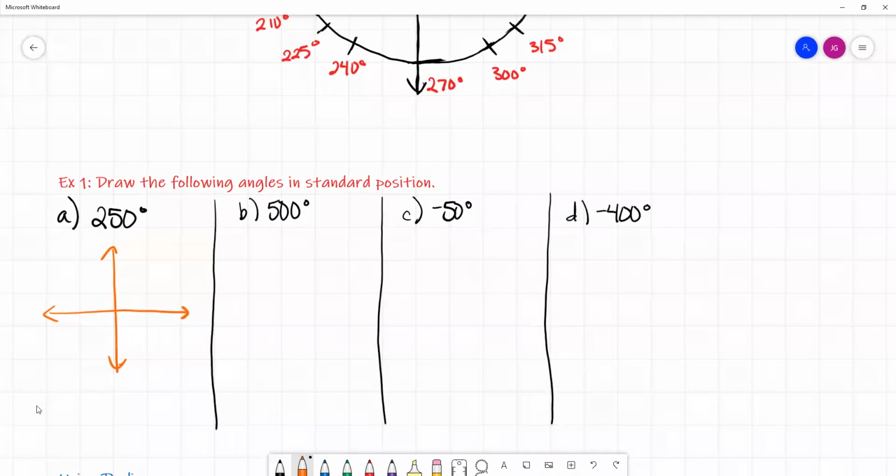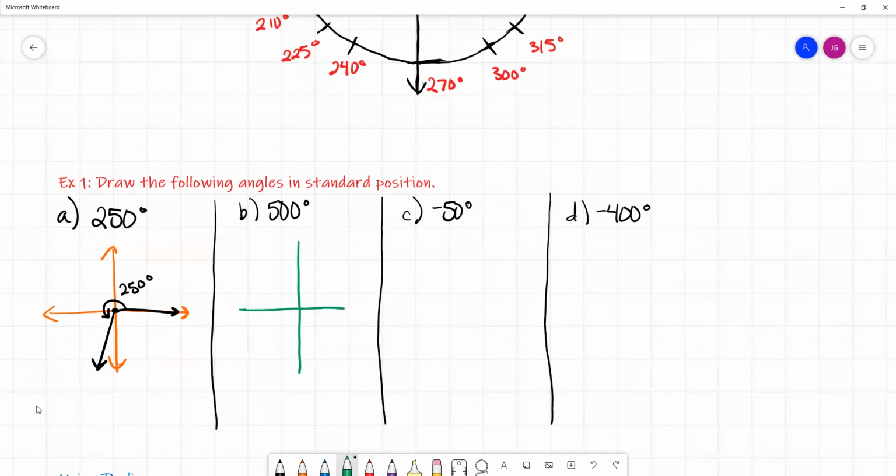I know my initial side is going to be right here on the x-axis because we talked about that with my vertex there. And then, like we said, 250 is somewhere there. So all I need to do is draw my terminal side in that general vicinity, and then indicate my direction. So this is 250 degrees. And that's all there is to that. That's all we need to do. It gets a little bit more involved when I get to angles bigger than 360, so 500. Let's go with that one.